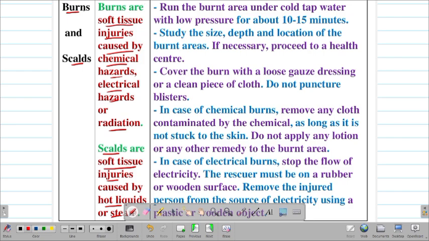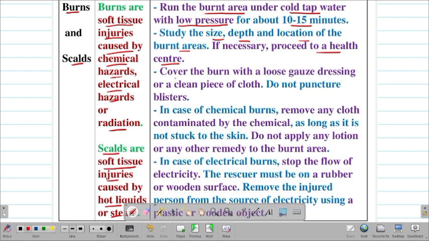Now, the first aid measure that we are supposed to take in case of burns or scalds is, one, we are supposed to run the burned area under cold tap water, with low pressure, for about 10 or 15 minutes. Of course, this is going to clean the wound, and with low pressure, that is not going to cause more harm to that particular wound area. The second first aid measure is that we are supposed to study the size, depth, and location of the burned area, so that if necessary, we proceed to the health center for further medication.